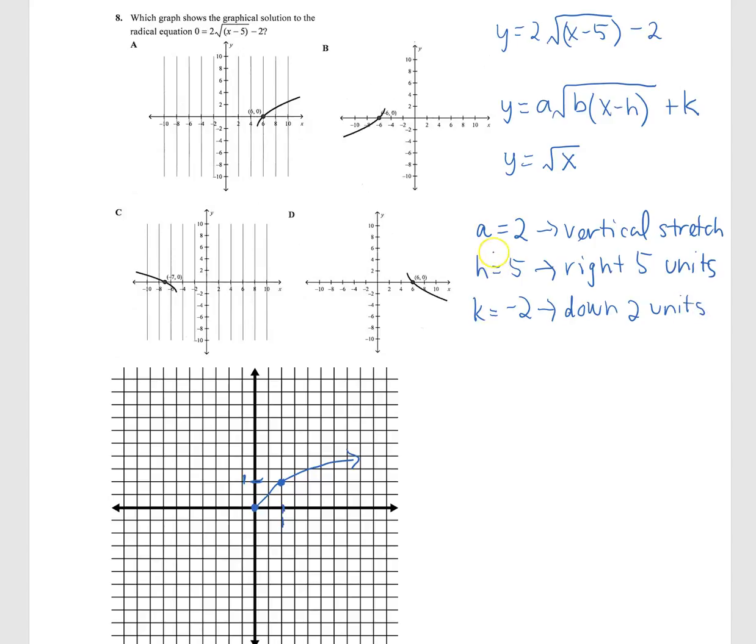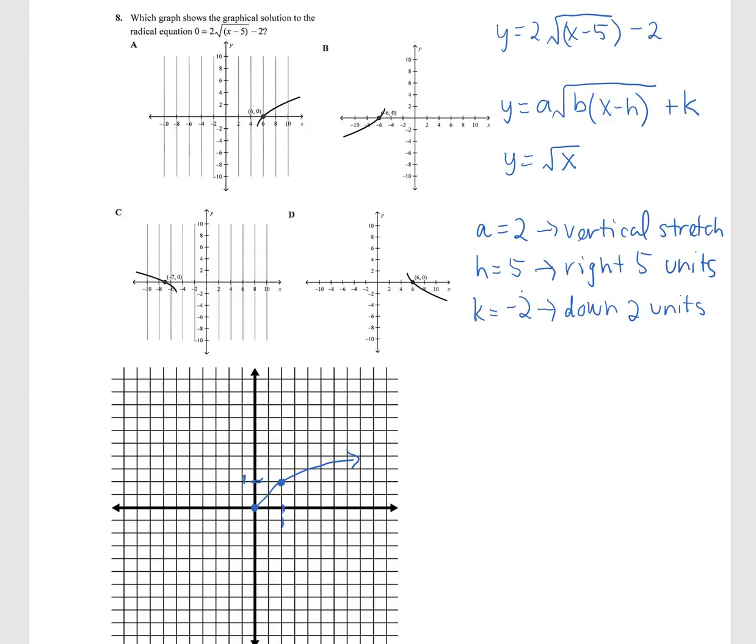Sorry, I'm not sure if I was completely clear with h. We know that it's positive 5 because this minus here is implicit in the general form of this type of function. So h is positive 5, we move to the right. If it was negative, we'd move to the left. k is negative 2, so we move down. If it was positive, we'd move up.